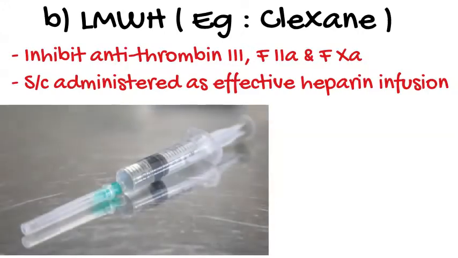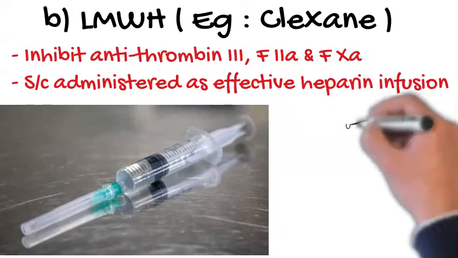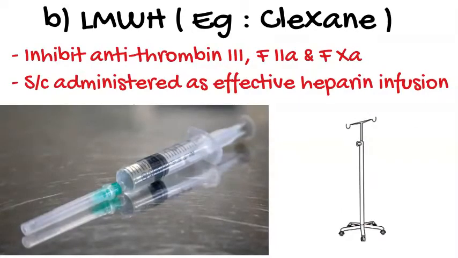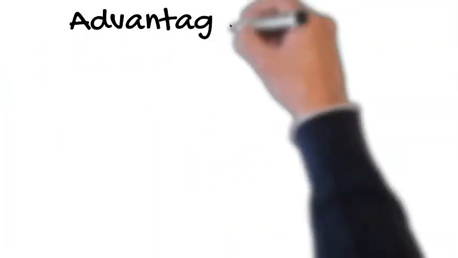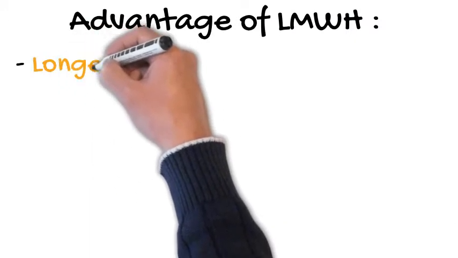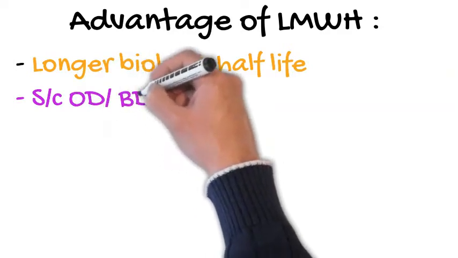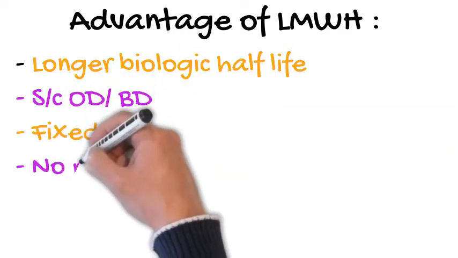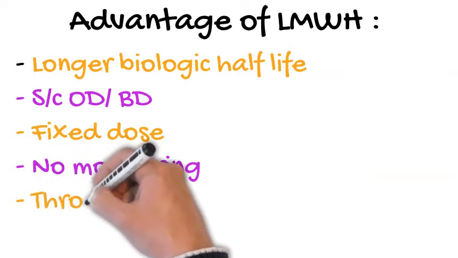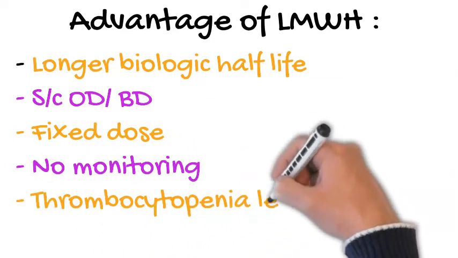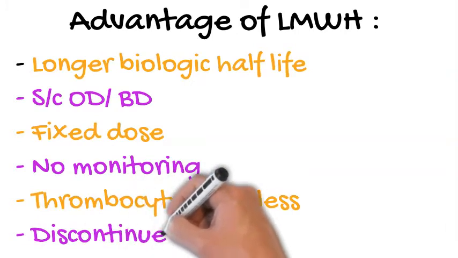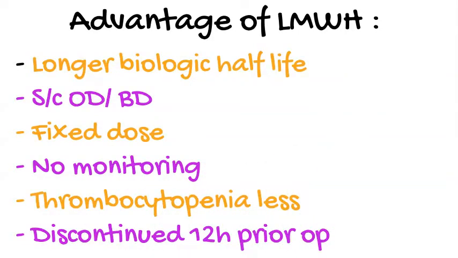Subcutaneously administered low molecular weight heparin is at least as effective as unfractionated heparin given in a continuous infusion. The advantages of low molecular weight heparin are: it has longer biologic half-life, it can be administered subcutaneously once or twice daily, dosing is fixed, laboratory monitoring is not required, risk of thrombocytopenia is less likely, it can be discontinued 12 hours prior to operation.